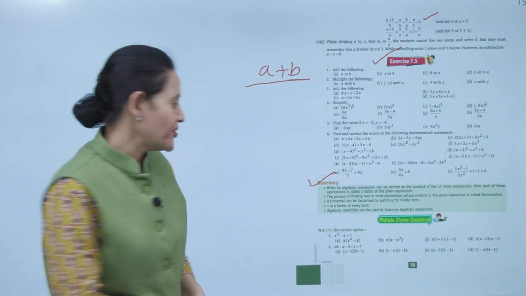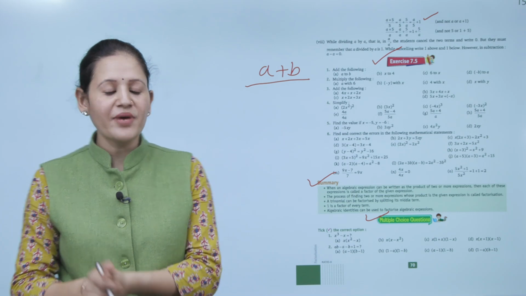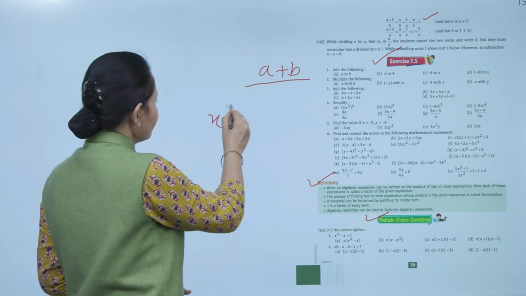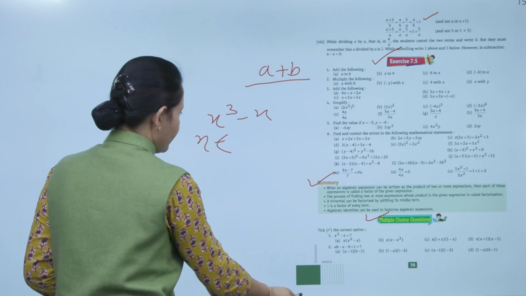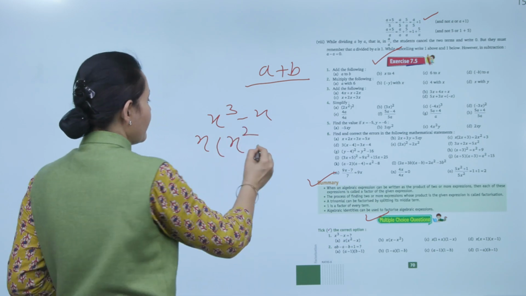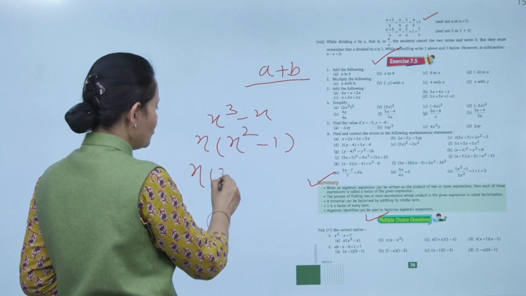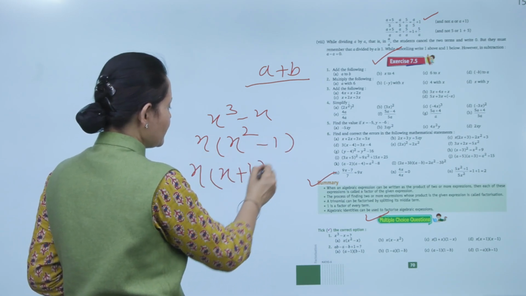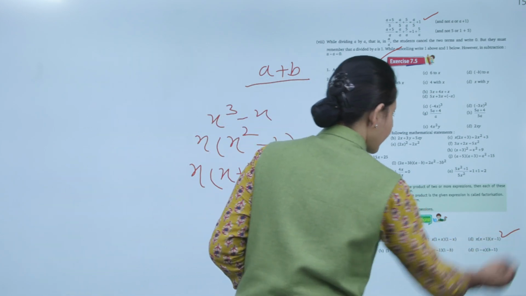Next is a multiple choice question. Take the correct option. x cube minus x. We'll take x as common. So that is equal to x (x square minus 1). Now factorize x square minus 1. So that is equal to (x plus 1)(x minus 1). So D is the correct option here.